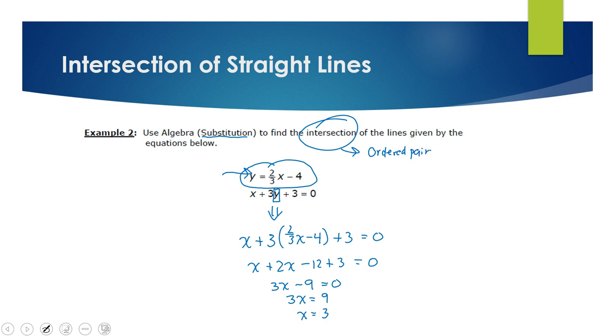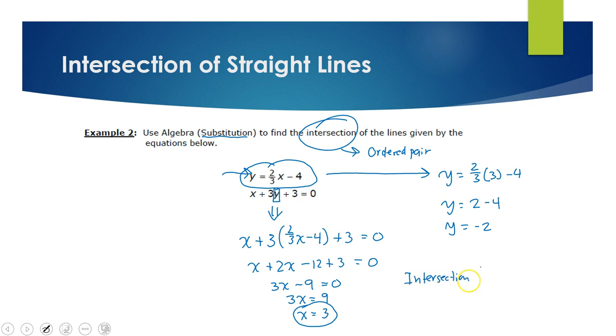A lot of students get into this habit, especially ones that struggle in math: I got an answer, it seems to make sense, yay! And I got x equaling a number. Well, you're not looking just for x, you're looking for y too. Now I can take this y equation again and replace the x with 3. So y equals 2/3 times 3 minus 4, which is y equals 2 minus 4, so y would equal negative 2. So the intersection is at (3, -2).